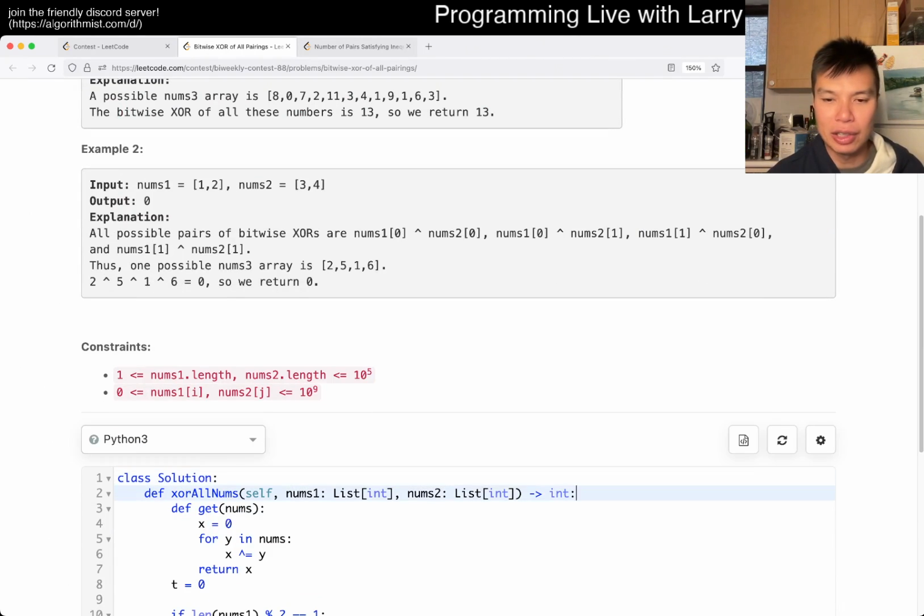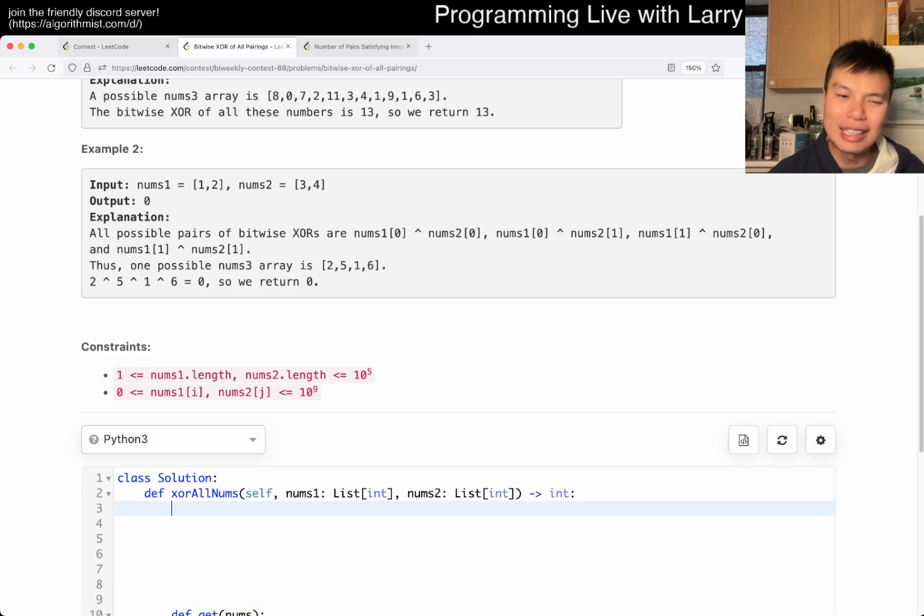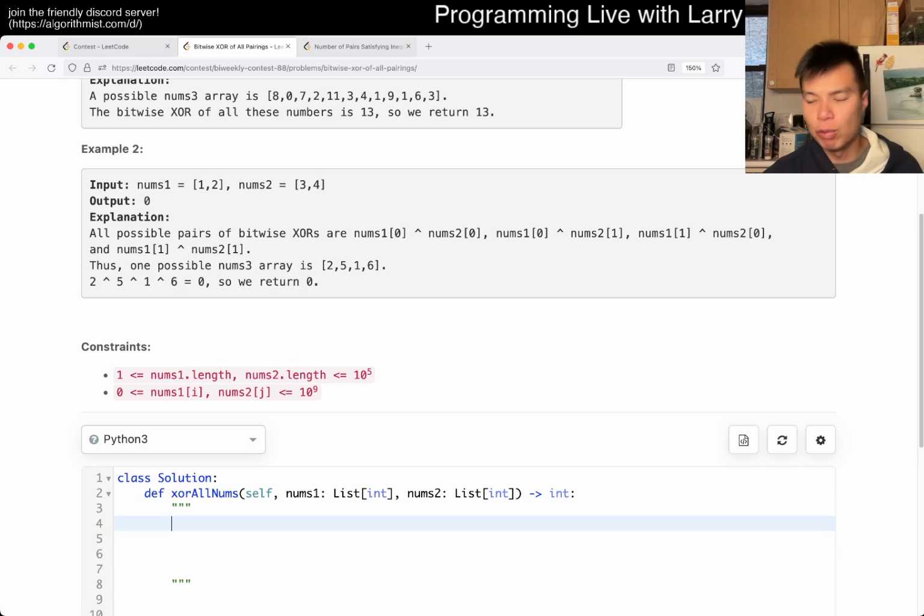The short answer is experience with these kinds of problems. The idea is just to count out how many times each one appears, because XOR is kind of like a sum, right? So maybe another way to think about it is, let's say we have addition instead of XOR. What would that look like?